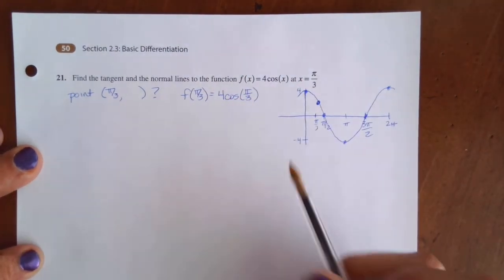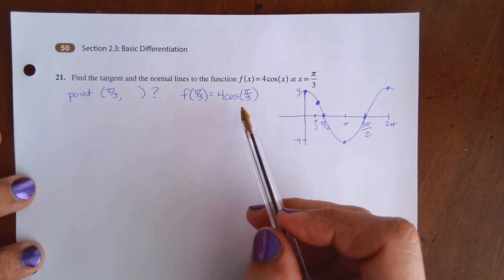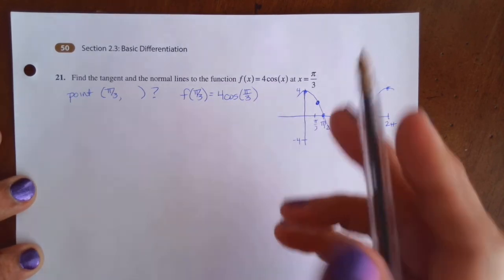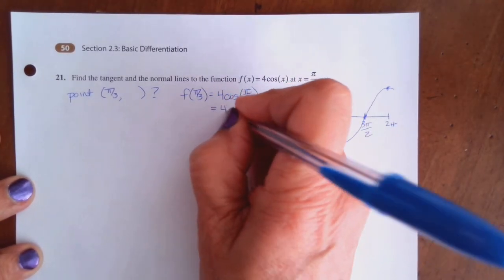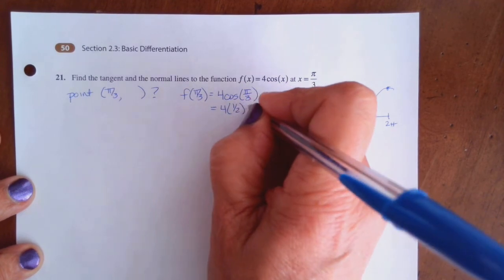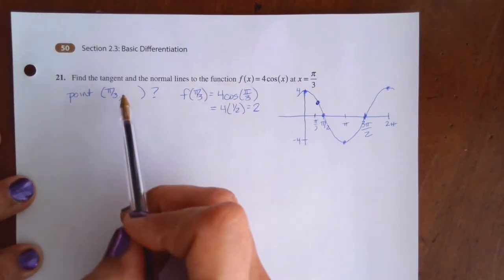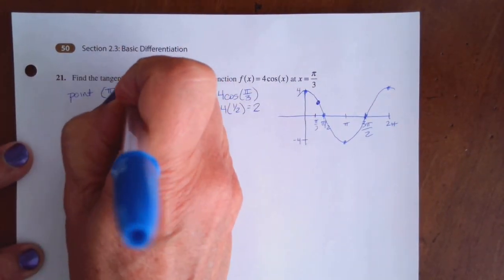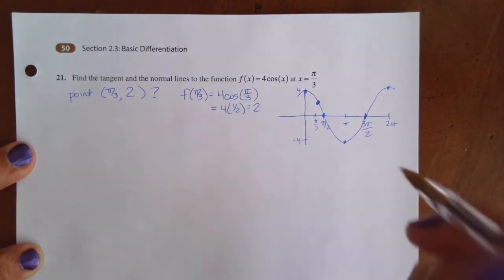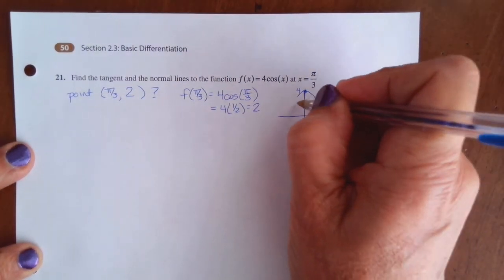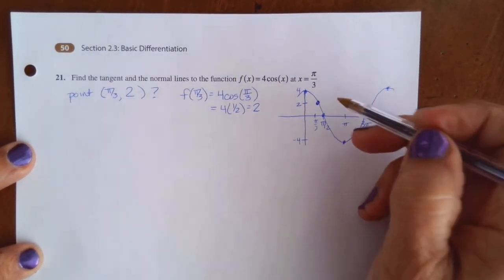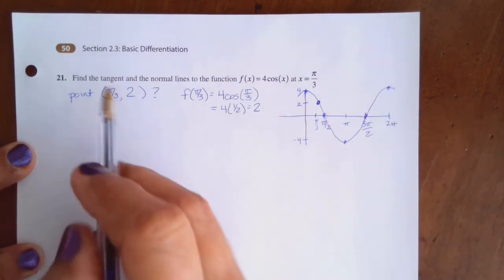Okay. Well, what is the cosine of pi over 3? Well, the cosine of pi over 3 is 1/2. You should know that. And 4 times 1/2 is 2. So the ordered pair on the graph, the point, is pi over 3, 2. Okay, so now I know my ordered pair.